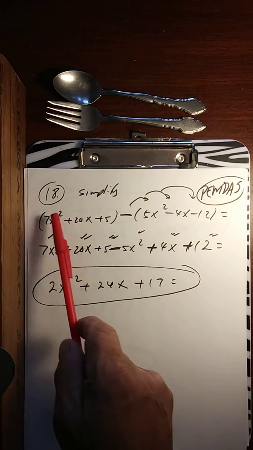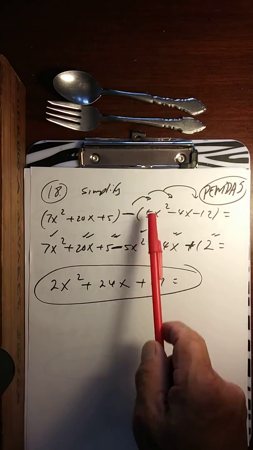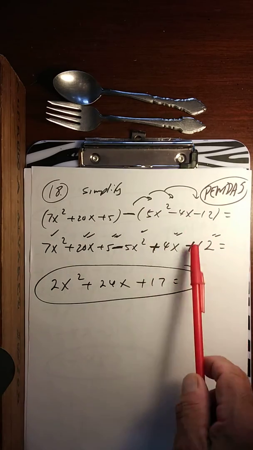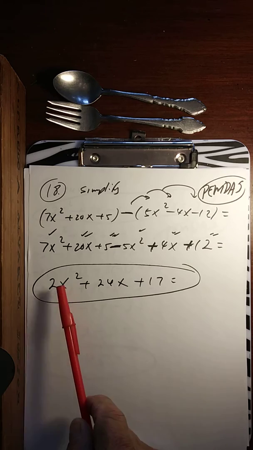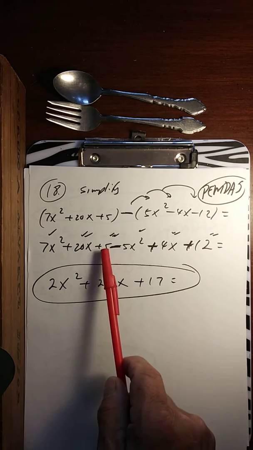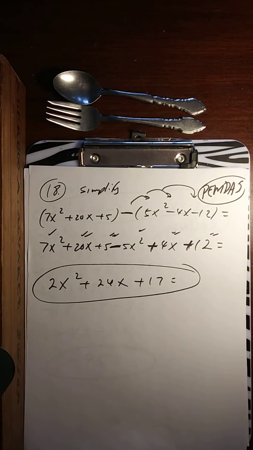Subtract this minus this. This one, copy it. Change the sign. Negative, positive, negative. Negative, negative is positive. Negative, negative is positive. 7x squared minus 5x is 2x squared. 20. And that's 24x. And then 5 plus 12 is 17.